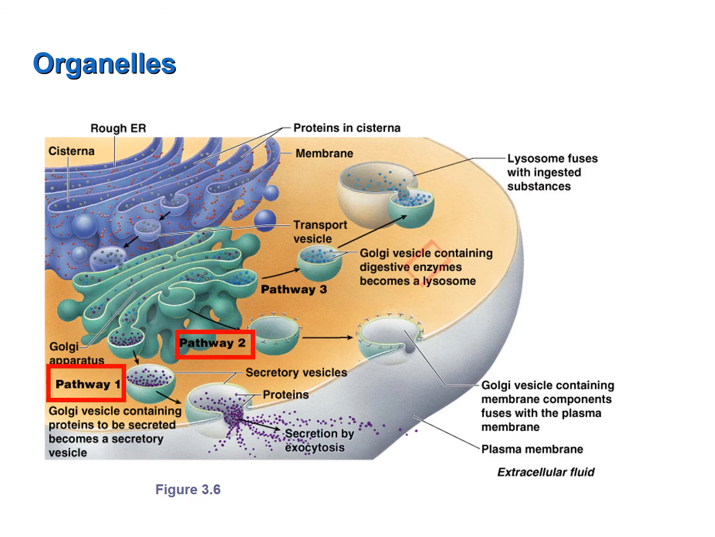In pathway number 3, the protein being packaged into this vesicle are digestive enzymes, and the organelle, which is formed by the packaging of these digestive enzymes in a vesicle, is called a lysosome.